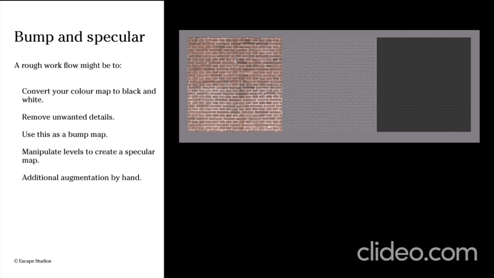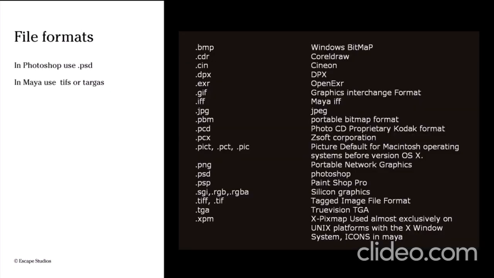This bump map could then be manipulated with levels to give you a suitable specular map. Additional augmentation may be needed by hand. When saving your work in progress, the native PSD format is lossless and saves all your layers. Textures for use in Maya should be saved as TIFFs or targas, with no compression and no layers.